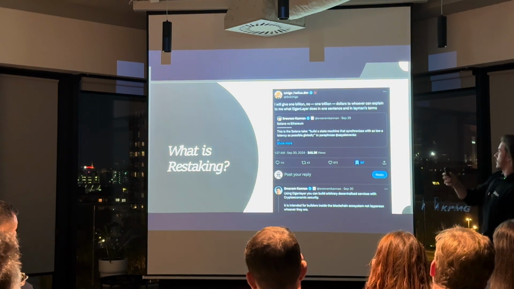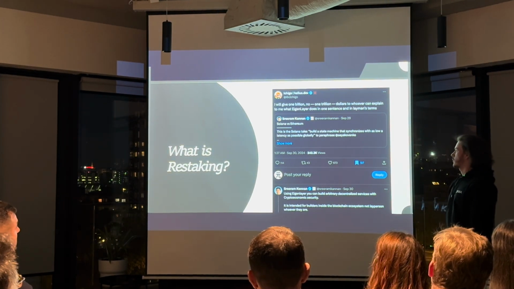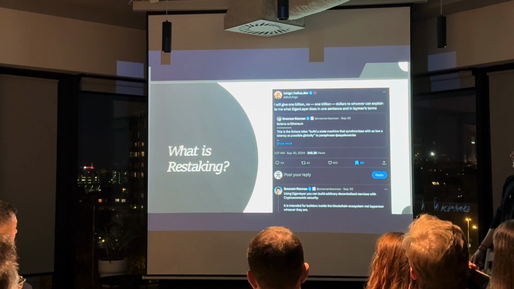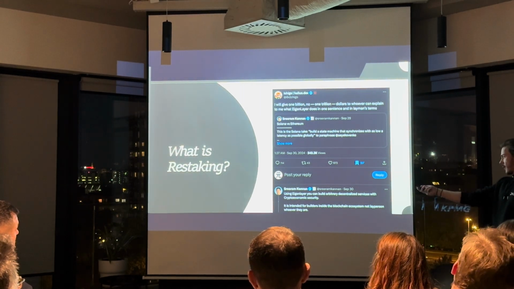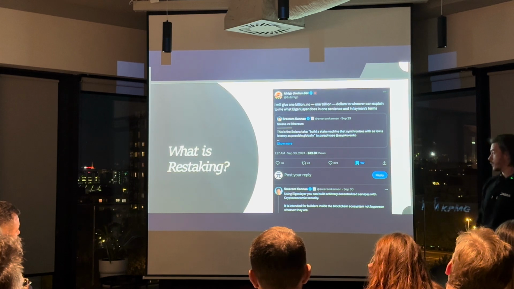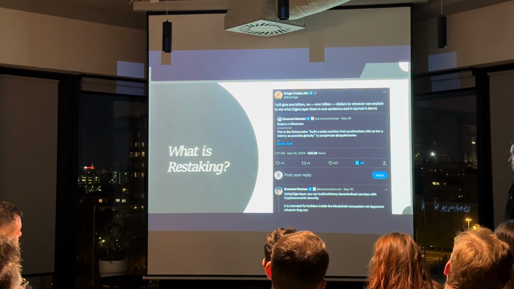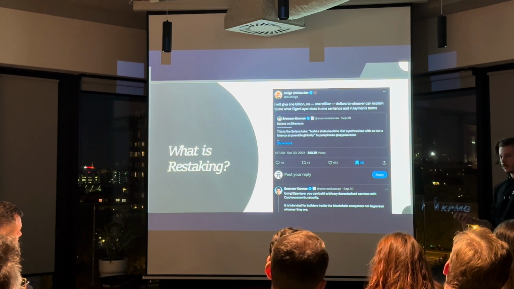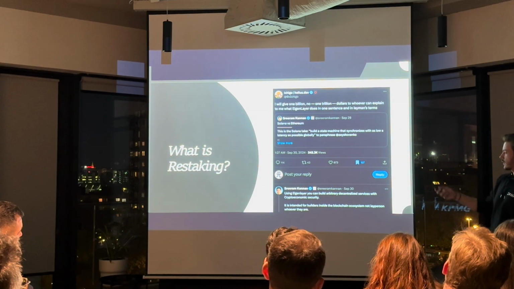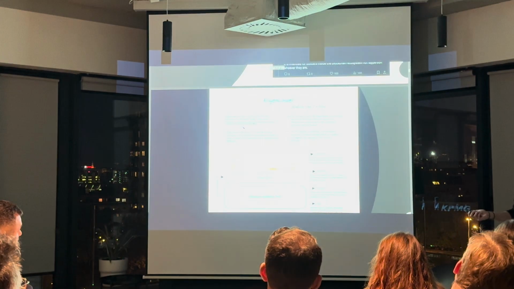So this user asks if anybody can explain to them what Eigenlayer does in one sentence and in layman's terms. And Sriram Kannan, the founder of Eigenlayer, says, using Eigenlayer or any restaked product for that matter, you can build arbitrary decentralized services with cryptoeconomic security. We'll go into detail what that means. So even this one sentence doesn't really get to the core of what restaking means.